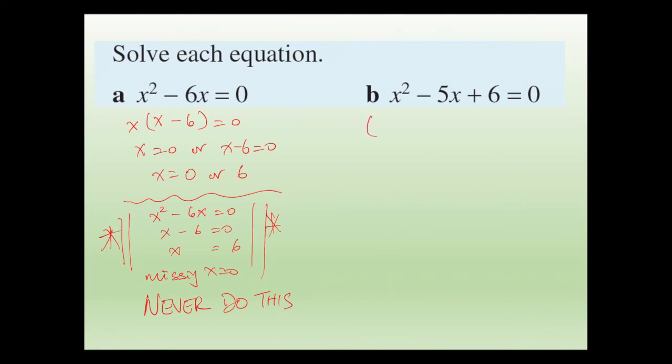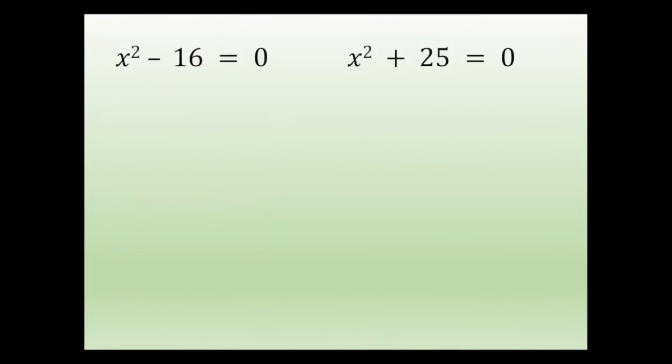What about this one, part B? You can actually factorize it. Factorizing the left-hand side using monic factorizing, you know that this would be x minus 2 times x minus 3. Therefore, x minus 2 equals 0 or x minus 3 equals 0. Therefore, x equals 2 or 3.